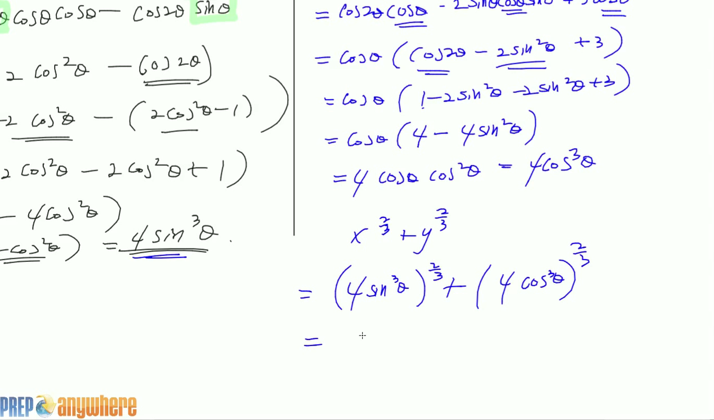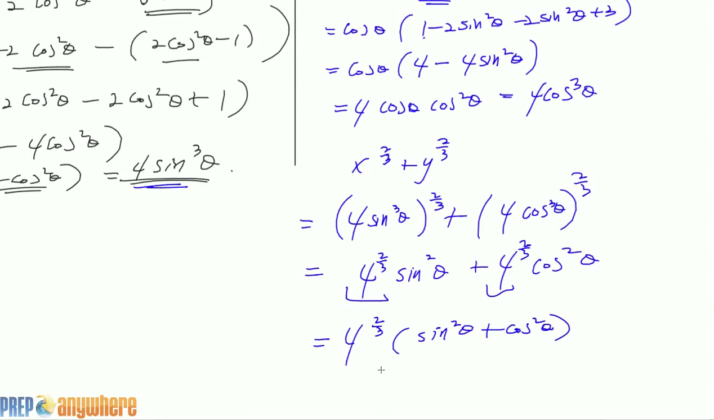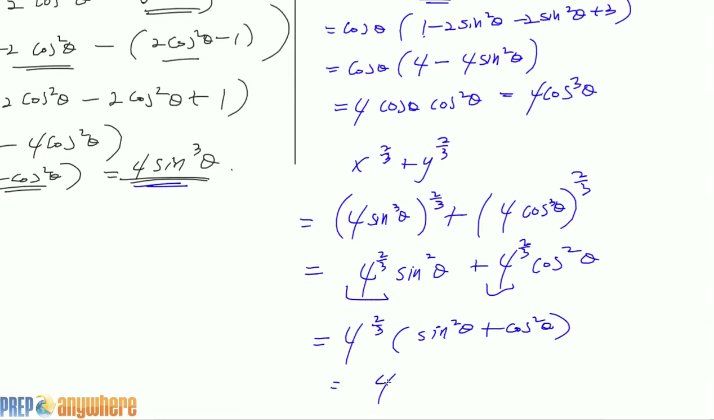So we get 4 to the power of 2 over 3, sine cubed times 2 over 3 gives you squared. 4 to the power of 2 over 3, cosine cubed times 2 over 3 gives you again a squared. And we can factor this out. When you factor that out, look what we end up with in the bracket. We get exactly 1, and we're done showing that it's equal to 4 to the power of 2 over 3.